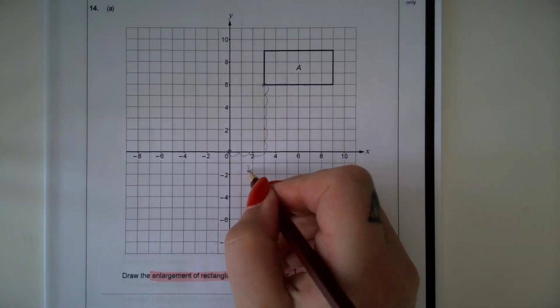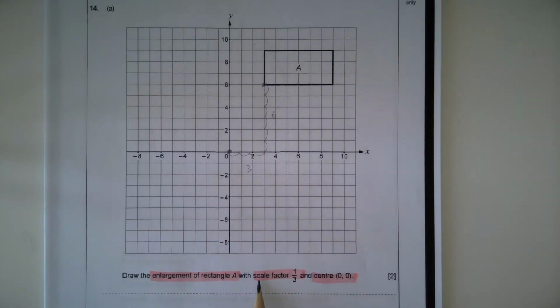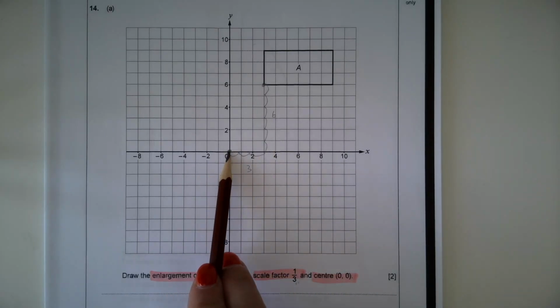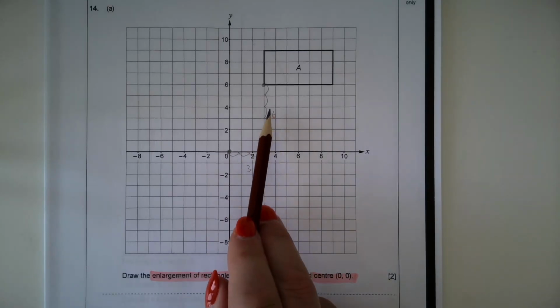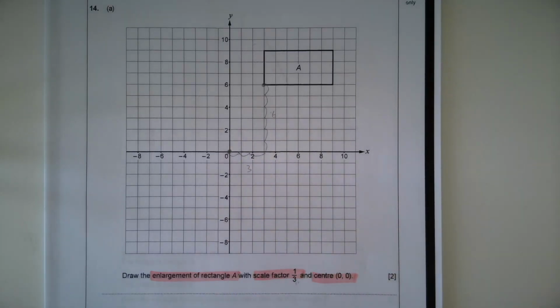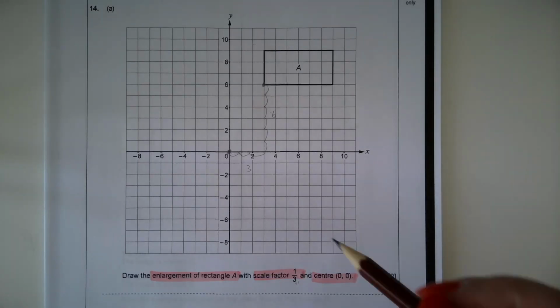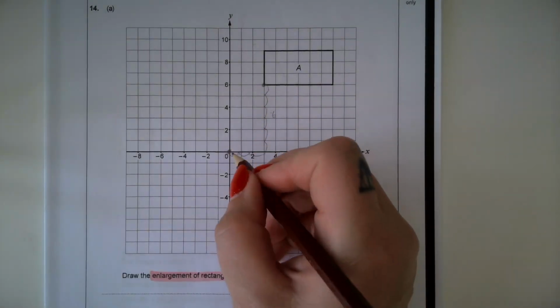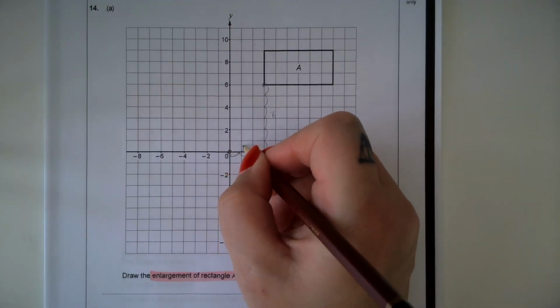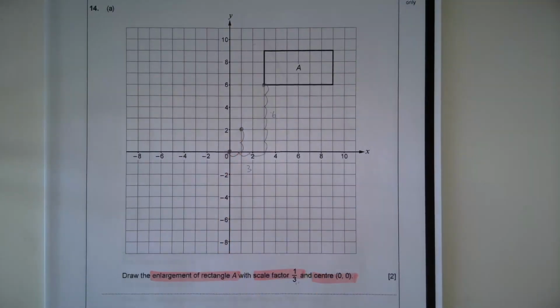So 3 across, 6 up. Well, I'm working with a scale factor of 1/3 here. It's a positive third, so I don't need to change direction or anything, but I do need to reduce that journey. So I need to divide that journey by 3. So instead of 3 across, it's only going to go 1 across, and instead of 6 up, it's only going to go 2 up because 6 divided by 3 is 2. So for this point here, its new position is 1 across, 2 up. So its new position is there.